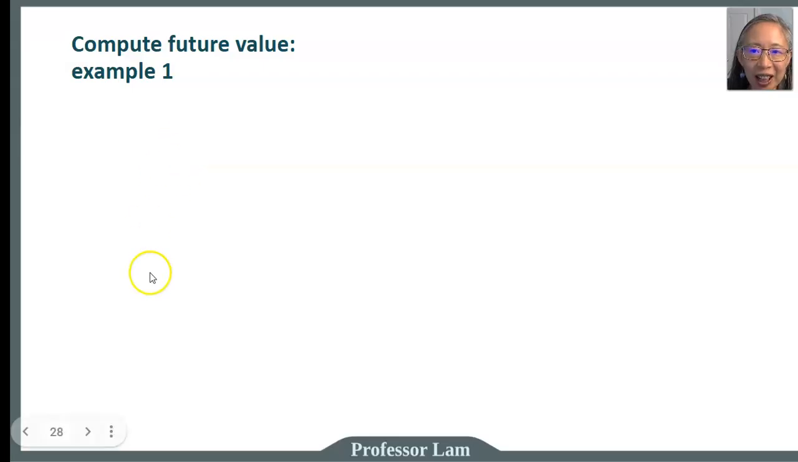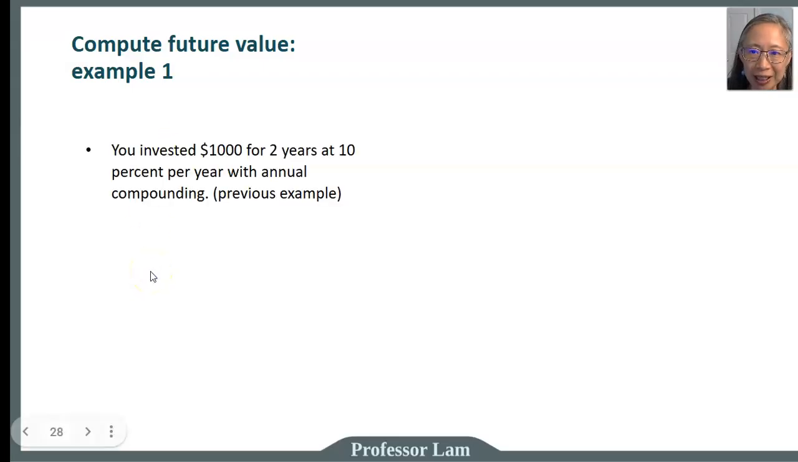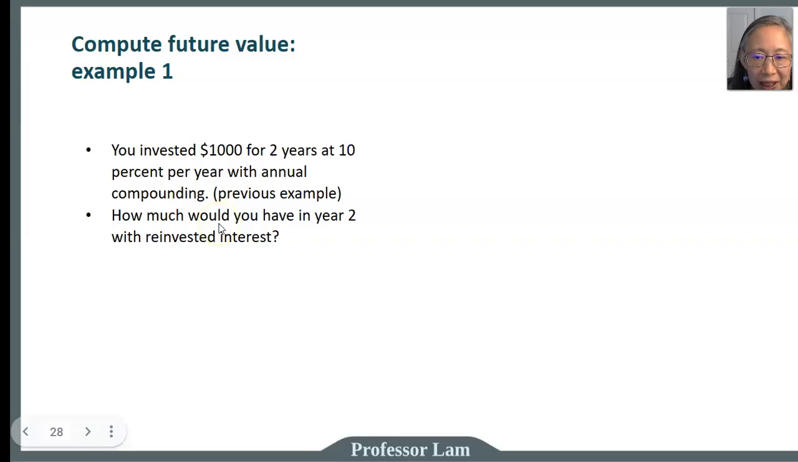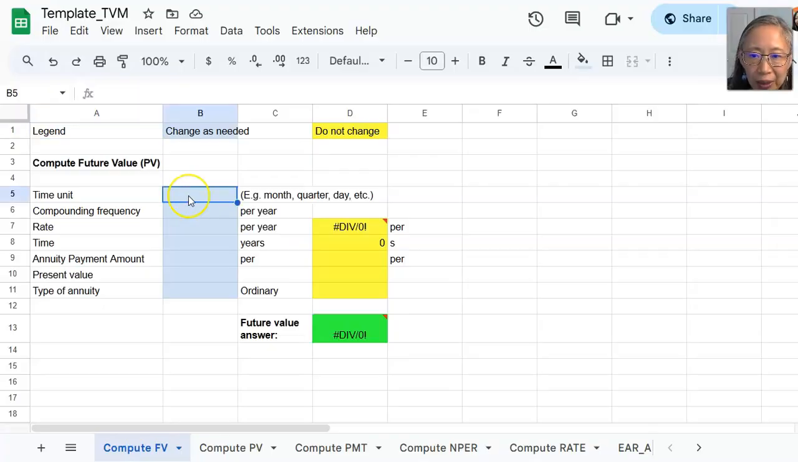This template computes future value, this one computes present value, and so forth. Let's go back and look at our first example for future value. Remember, we're looking at an investment of $1,000 for 2 years at 10% per year. It's an example we've done a couple of times using the formula and also using the spreadsheet function. Now we're going to use a template. The answer we want is how much money will you have in 2 years with reinvested interest. So the time unit we have in here is years because interest is computed per year.